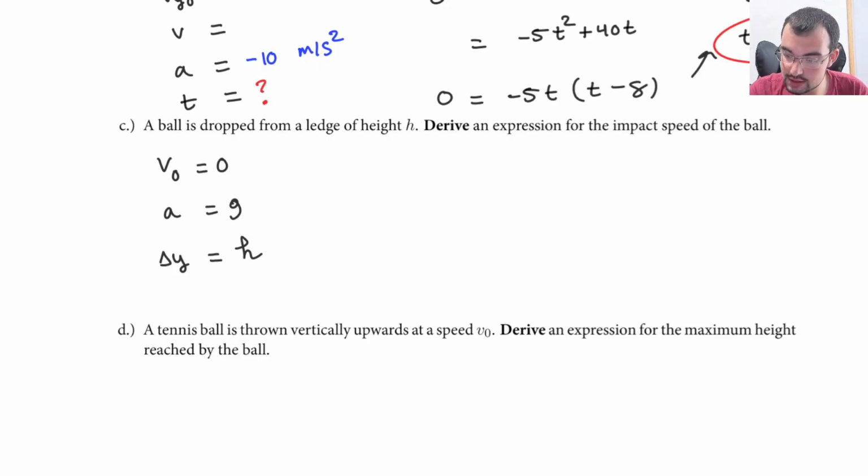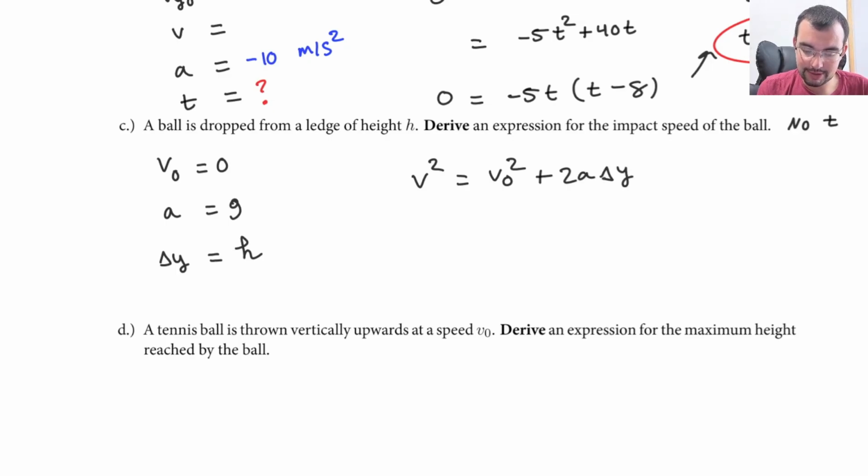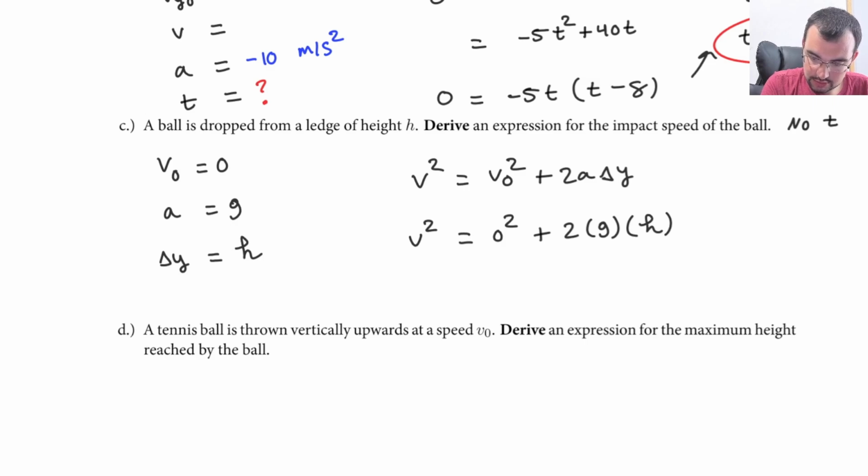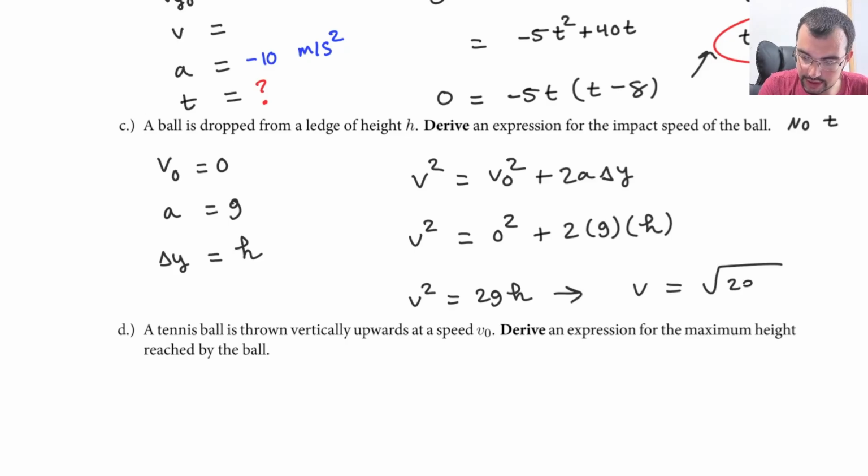Notice that there's no t in this equation. So I can use v squared equals v0 squared plus 2a delta y. So v squared would be equal to 0 squared plus 2 times g times h. So v squared would be 2gh, or v is square root 2gh. This result shows up a lot, and we will understand a fundamental reason why this pops up a lot.